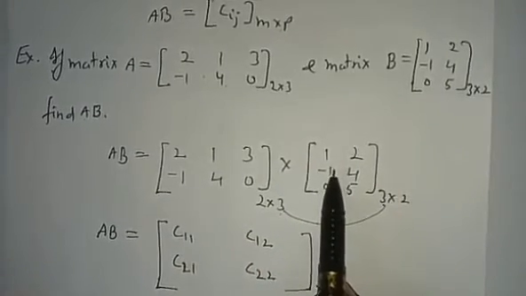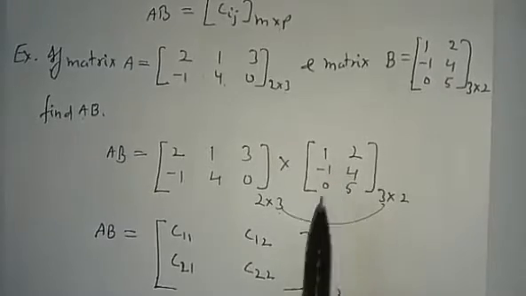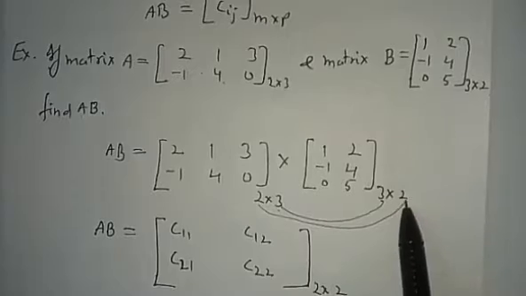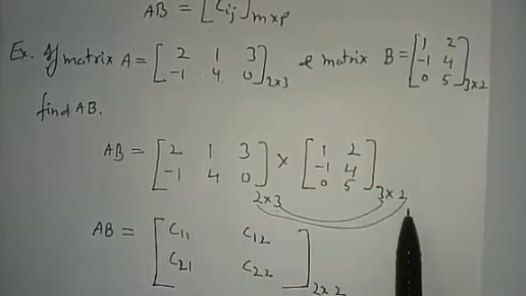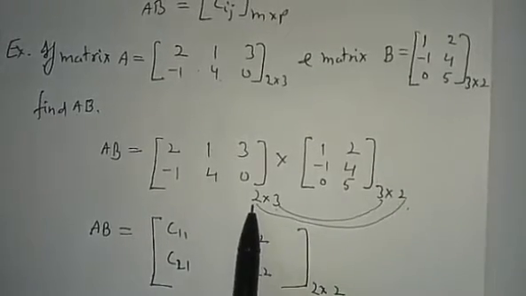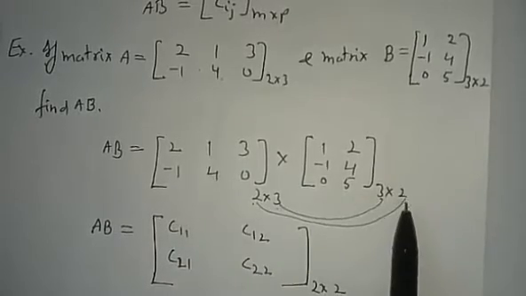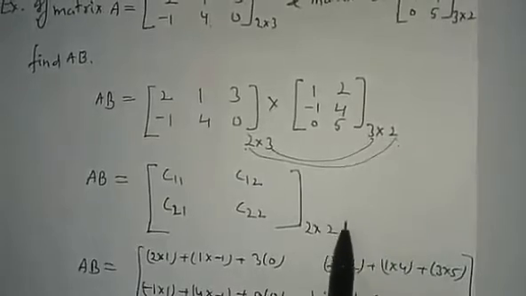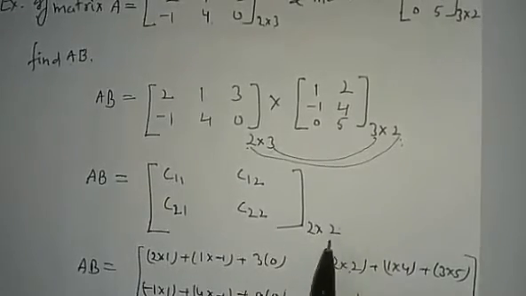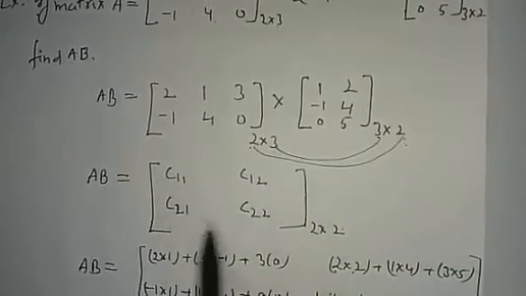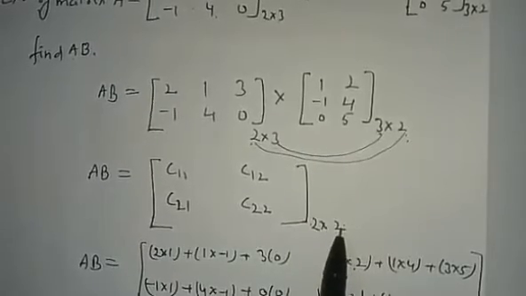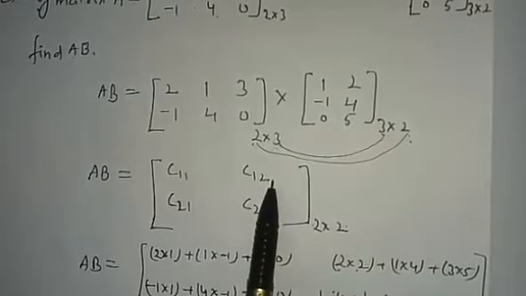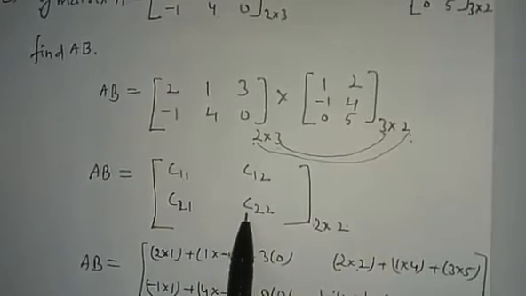We are in a situation to calculate the resultant matrix, and resultant matrix order will be whatever is extreme value. This is 2 and this is 2, means number of rows of the first matrix and number of columns of the second matrix. The resultant matrix order will be 2 into 2. So first of all we write the general matrix of order 2 into 2. Elements will be like this: C11, C12, C21, C22.